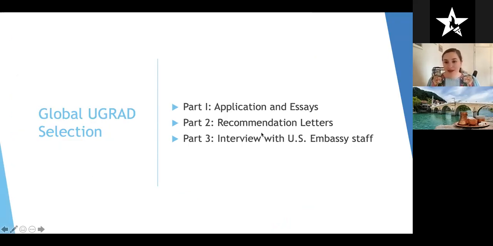So, like I just said, there is the application. These are the 3 steps to getting selected for the Global Ugrad program. The first is that application, the written application and essays. Included with that are your recommendation letters. And then the final piece of selection is an interview with myself and my colleagues from the US Embassy. So everybody who applies to the program will have to do that part if they wish to participate.